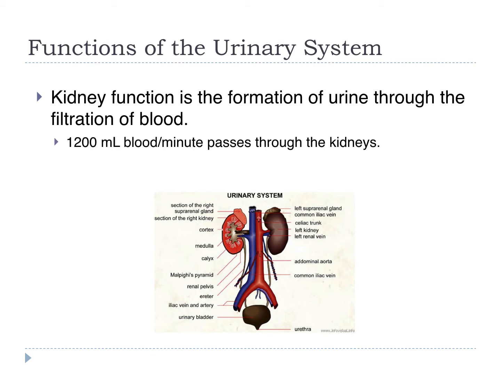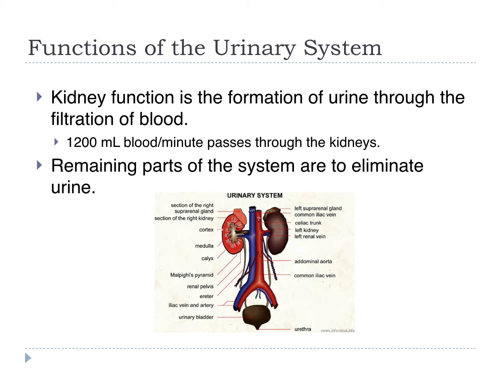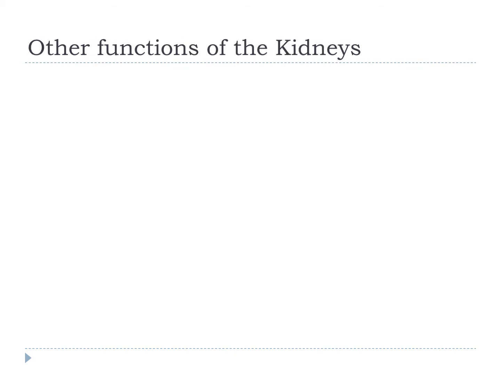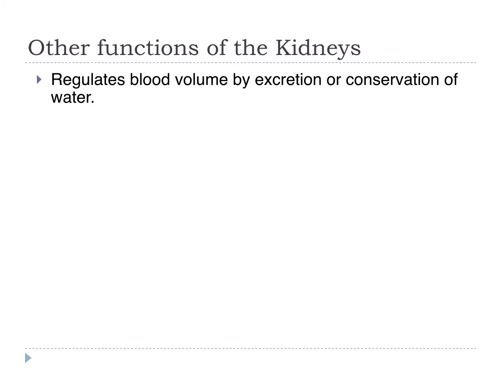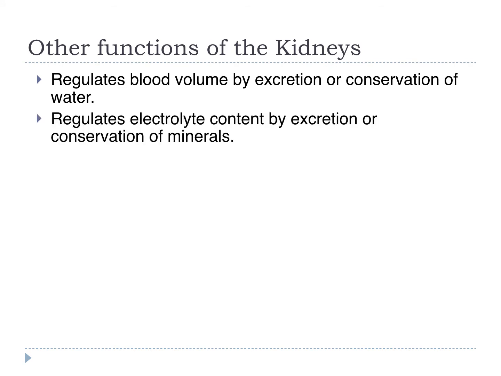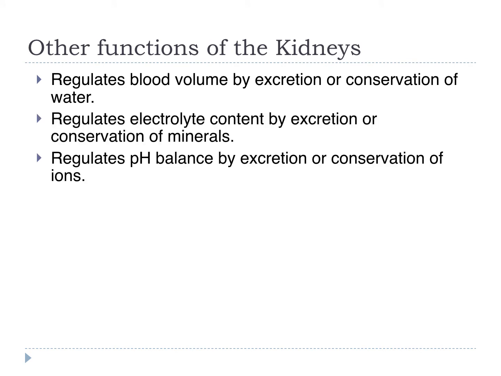In fact, 1,200 milliliters of blood will pass through the kidneys each minute. The remaining structures, so your ureters, the bladder, and the urethra, are all meant to help hold and therefore eliminate urine or the waste. Other functions of the kidneys: we're going to regulate blood volume, electrolyte content, and pH balance. And we do that by either excreting or conserving each of those things.